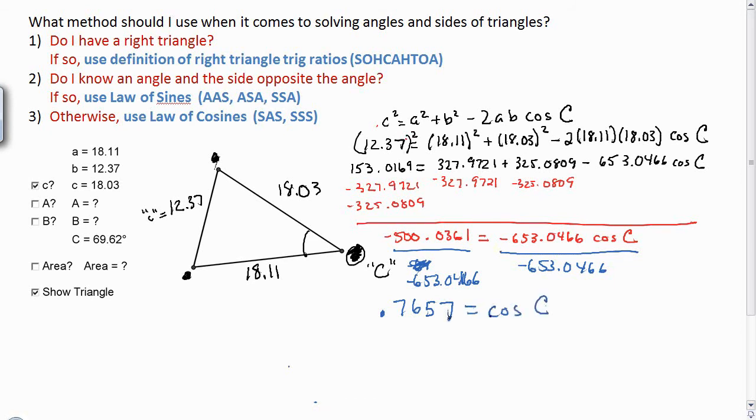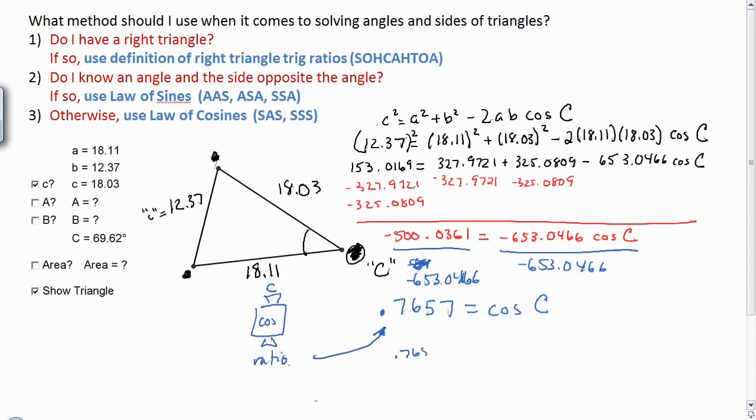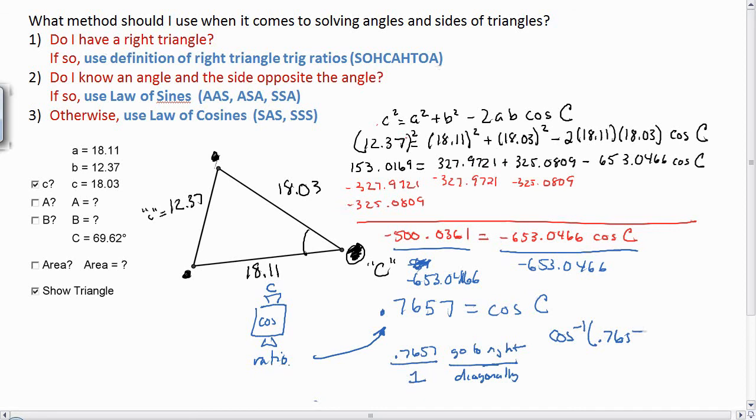You have to remember that when you stick in C into a cosine function, you get a ratio out. And specifically, this is the ratio. And since it's cosine, it's saying that for every 0.7657 I go to the right, diagonally I will go 1. Now, we don't have to go into this great detail, but I want you to understand this is a ratio, that the cosine inverse of 0.7657 happens to equal 40.03 degrees. And that's how you use the law of cosines to solve a side-side-side triangle.